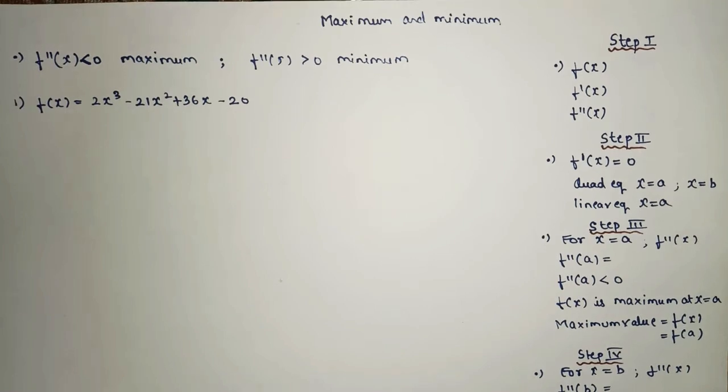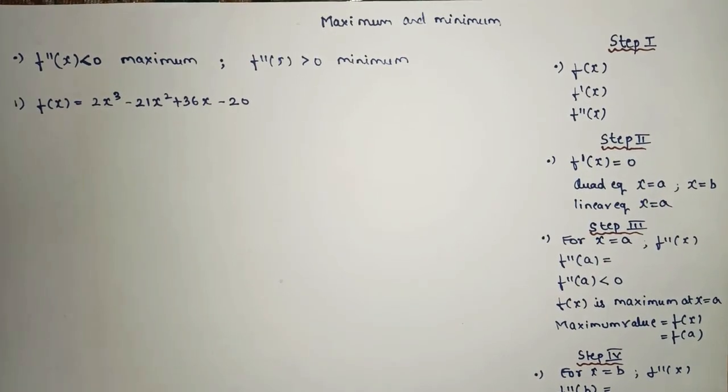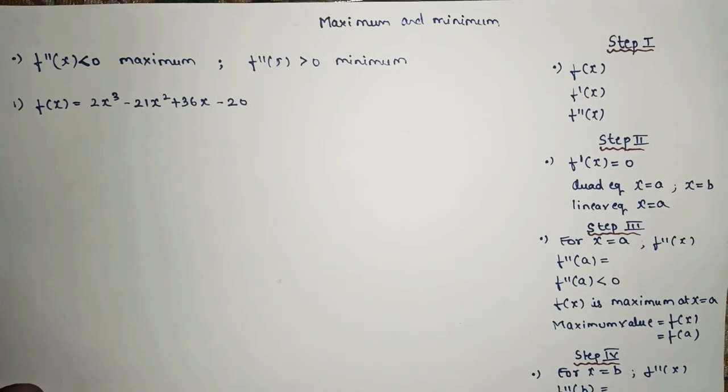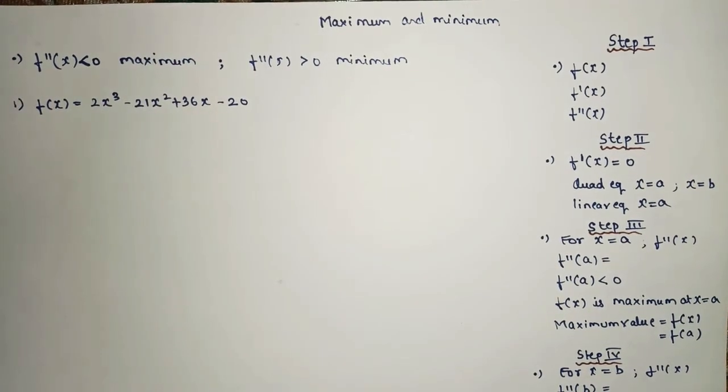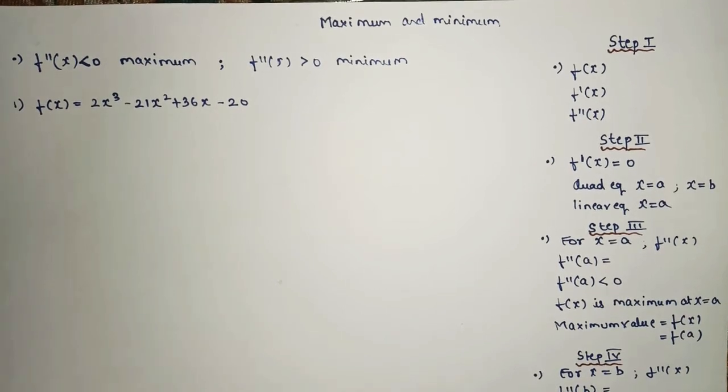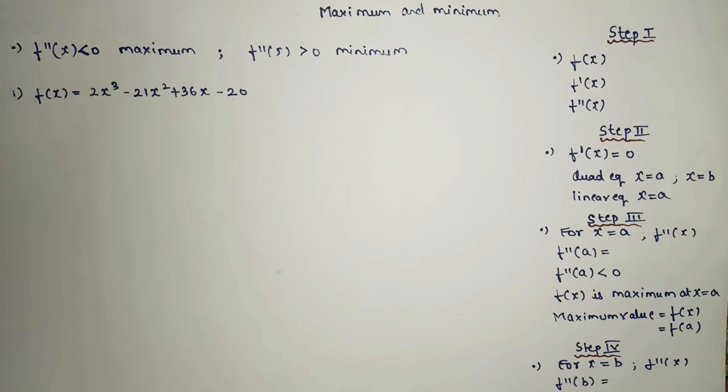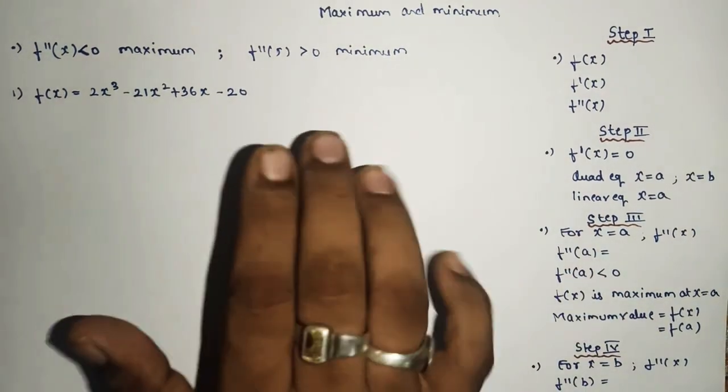Your exercise number 4.3 is a very important exercise, as in this chapter there are four exercises. Out of the four, 4.1 and 4.3 play an important role in the board exam. In the 4.3 exercise there are hardly 3 to 4 sums, but each and every sum is very important and carries 3 to 4 marks, not less than that. So in this lecture today we're going to deal with the sums based on maxima and minima.